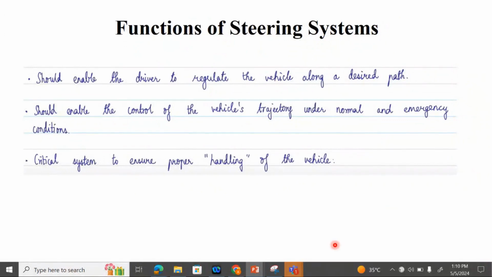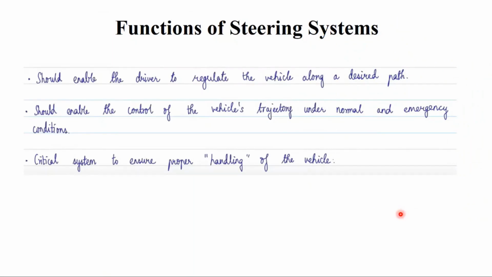And the last important function of the steering system is that it also helps for the proper handling of the vehicle. So we are discussing the ride and handling properties. It is very important that the handling of the vehicle is controlled or taken care of by the steering system.